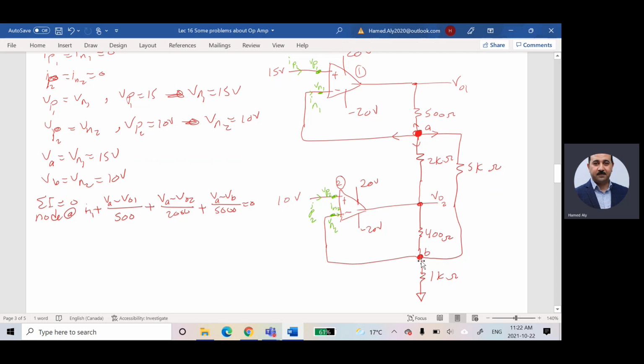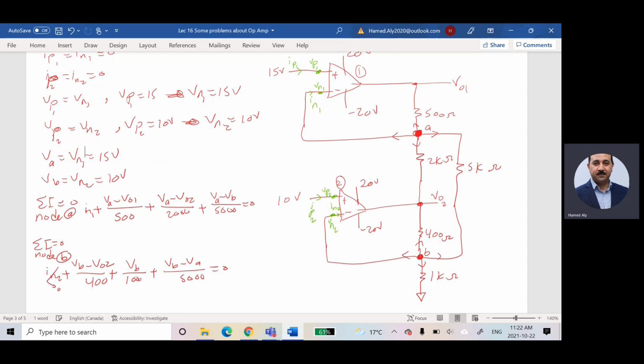I will write the second equation for node B. So summation I is equal to 0 for node B. I will have this current, this current, this current, and this current. This current is IN2, plus this current is VB minus VO2 divided by 400, plus this current is VB minus 0 divided by 1 kilo, plus this current is VB minus VA divided by 5 kilo, is equal to 0.